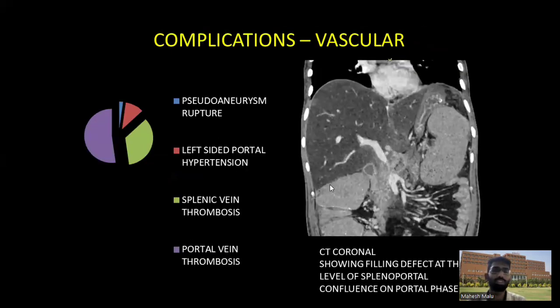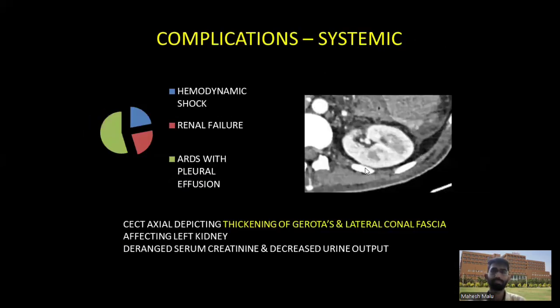Now let's discuss the vascular complications which we got in the study. The most common were portal vein thrombosis, followed by splenic vein thrombosis, followed by left-sided portal hypertension, and a single case of pseudoaneurysm rupture. CT coronal showing a filling defect at the level of the splenoportal confluence in the portal phase, the most commonly seen vascular complication following acute pancreatitis.